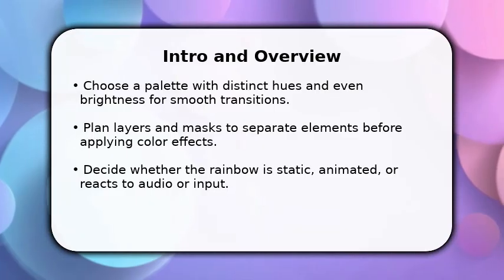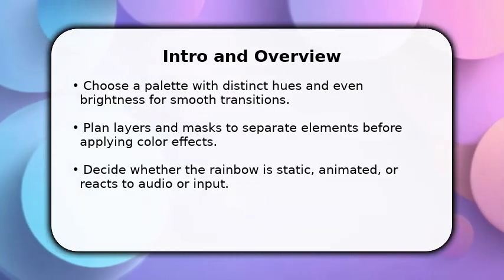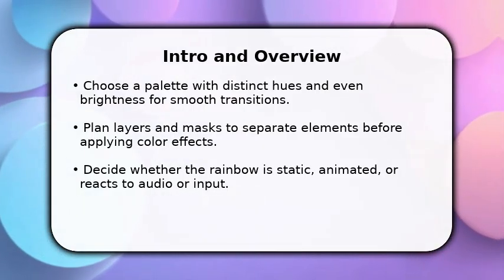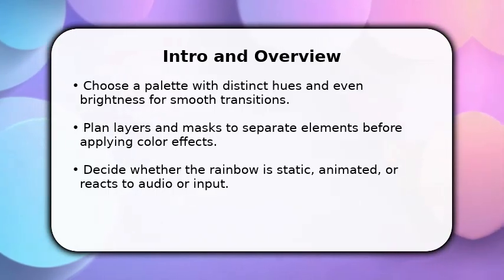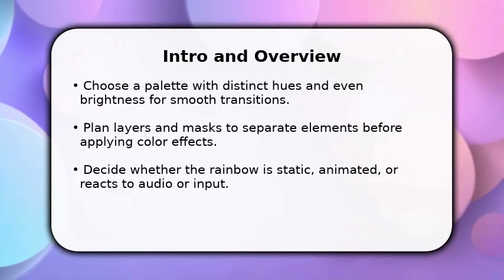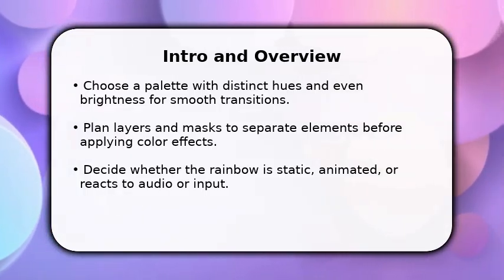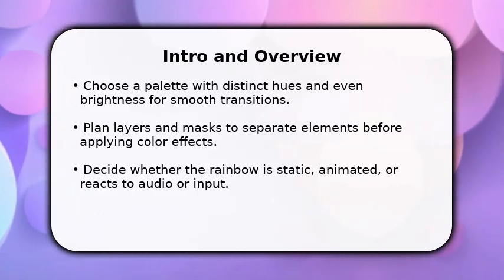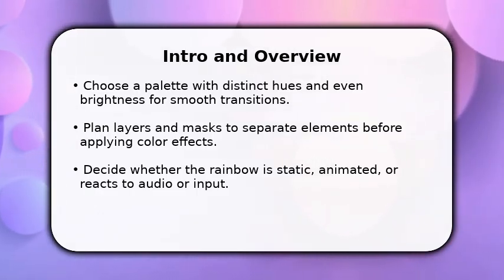In this video, I will show how to make a rainbow effect in GD, a full guide. Start by selecting a clear color palette and creating layered shapes that separate foreground from background. Use masks to confine gradient fills to each element. Apply blending modes and soft gradients for smooth transitions.